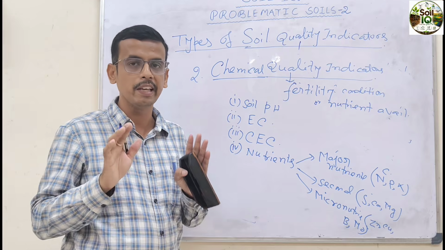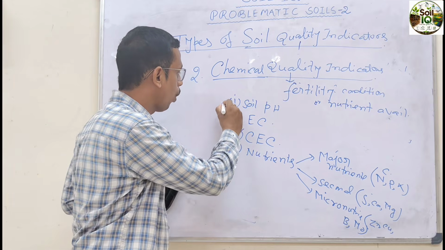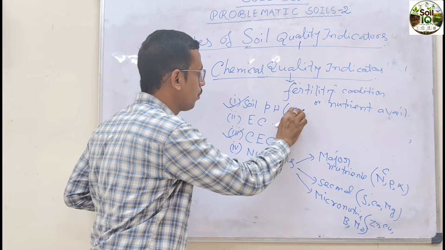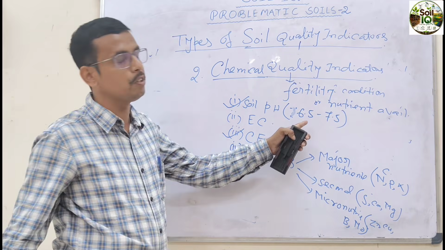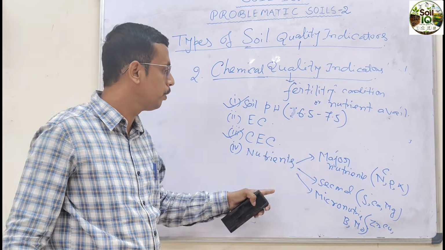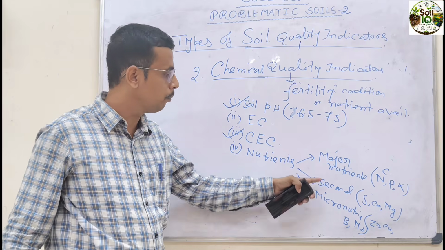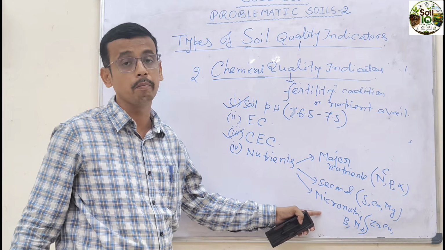If the soil is chemically active, it will have good CEC and optimum soil pH, mainly 6.5 to 7.5. This is the ideal neutral pH for soil for maximum availability of nutrients. Major nutrient status will be optimum. There will be no deficiency of secondary and micronutrients.